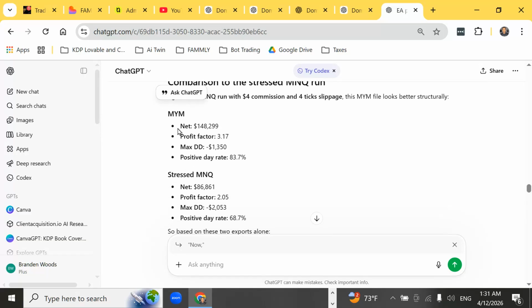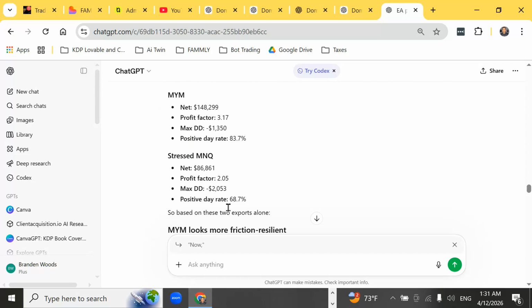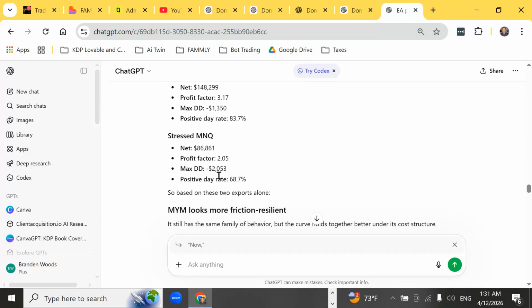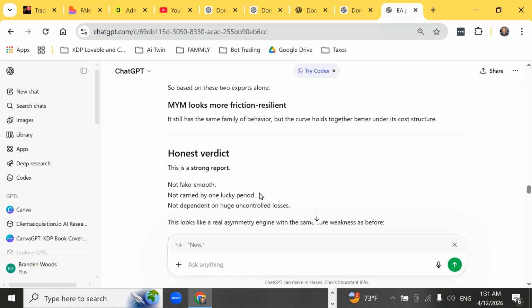And this is the comparison. So this is the super stressed MNQ. Again, 9 cents of commission is reality. I put $4 of commission on that, so I really smacked it. But that's what it looks like.